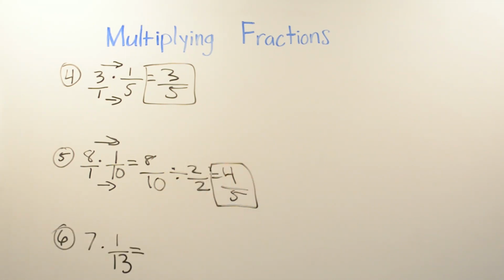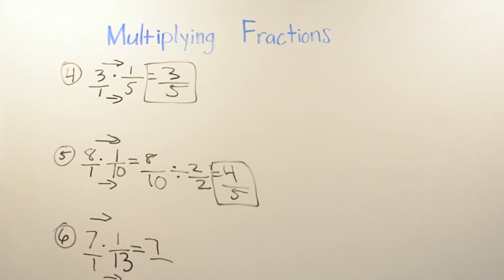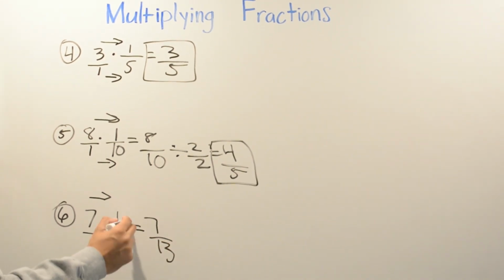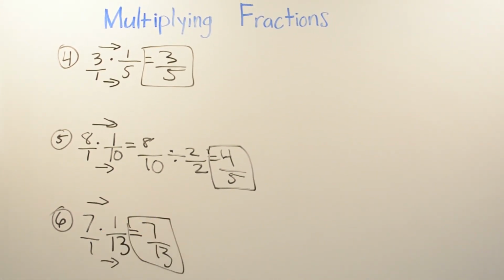And then for number 6, you go ahead and do the same. Put 1 under, multiply straight. 7 times 1 is 7, and then 1 times 13 is 13. We cannot simplify that, so we just leave it, and that's going to be your final answer, 7 over 13.